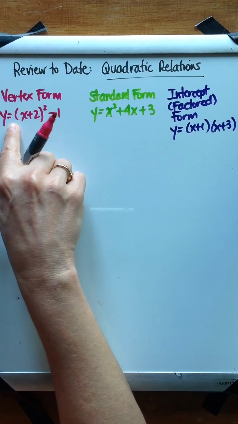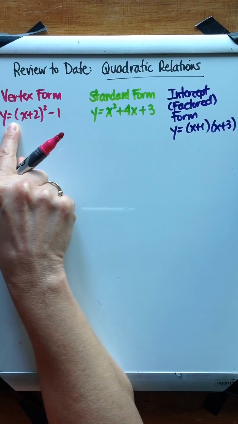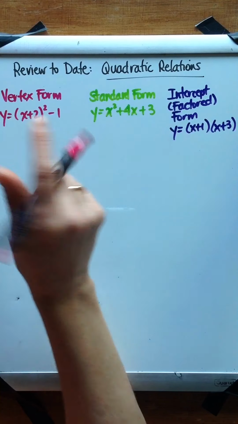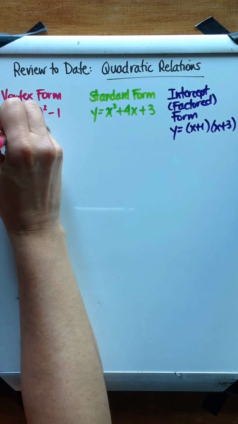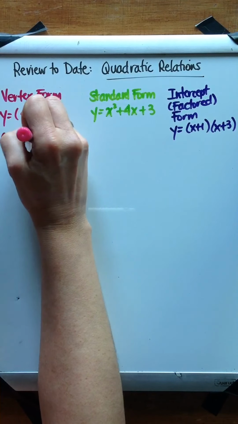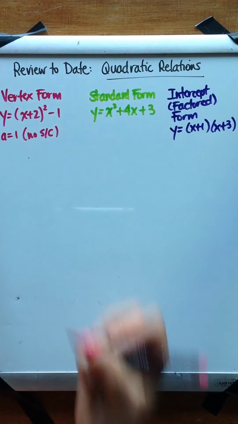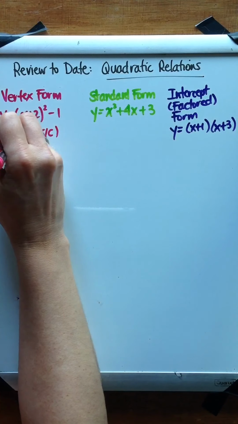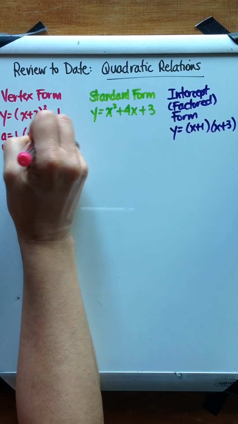So for example, if we look at the value here in front of the bracket, we don't see anything. It means it's plus 1. So we know that a is equal to 1, so there's no stretch or compression factor. And we know that it's upward facing because it's positive.